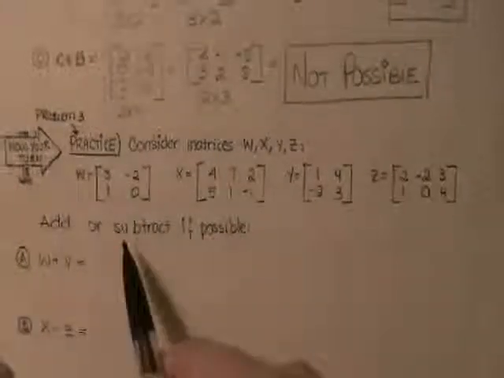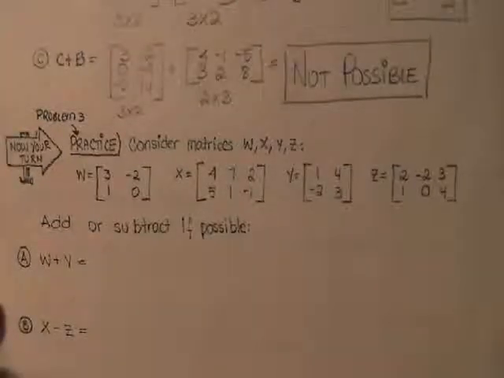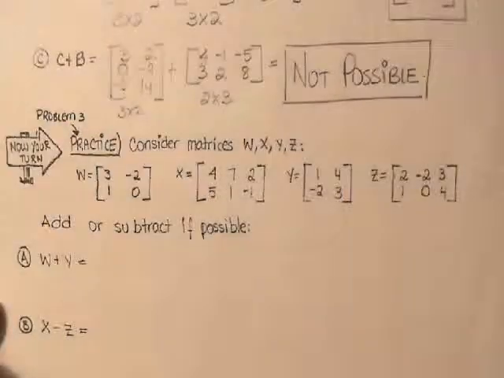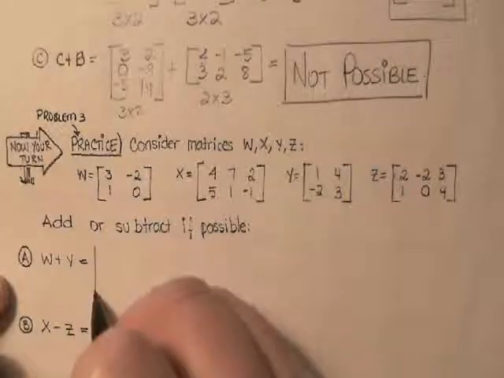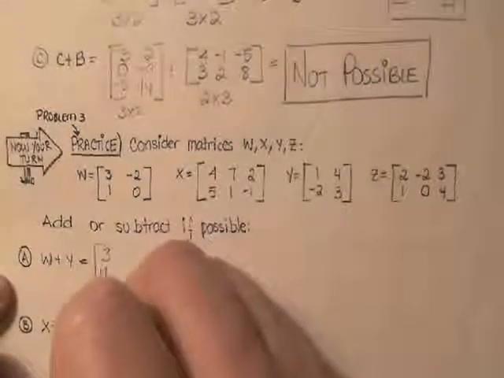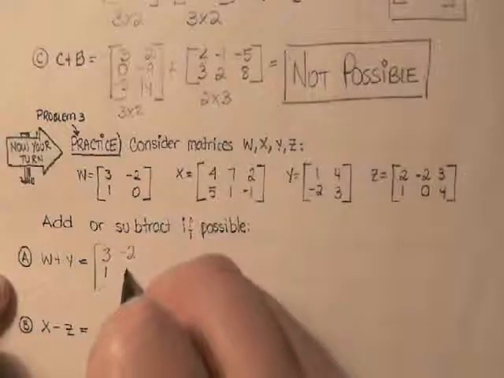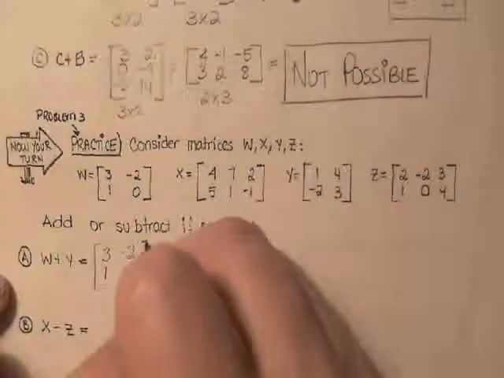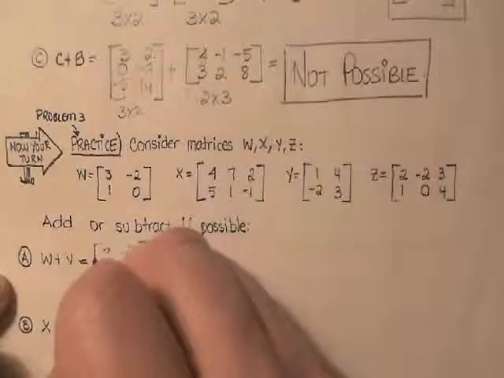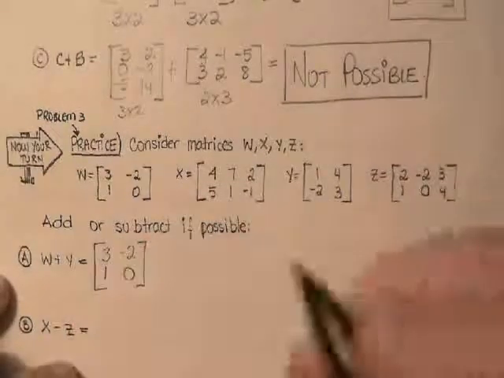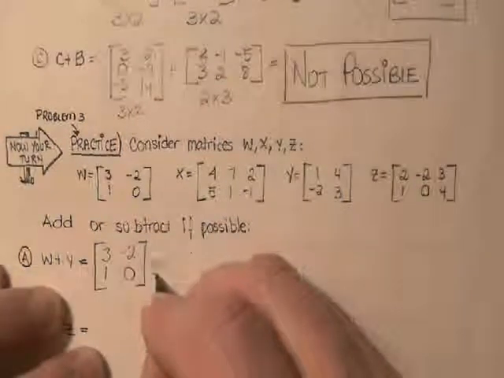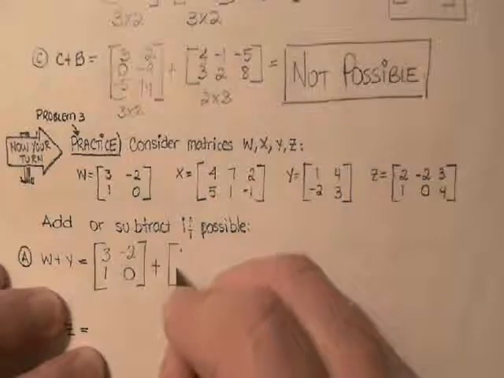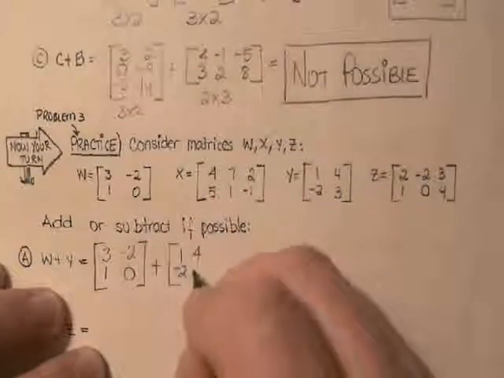Okay. Welcome back. If you have tried these problems, let's see what you got. Let me fix a little bit the light here. Alright, that should be better. So first thing we're going to do is write the matrix W, which is 3, 1, negative 2, 0. And then we're going to try to add Y, which is 1, negative 2, 4, and 3.